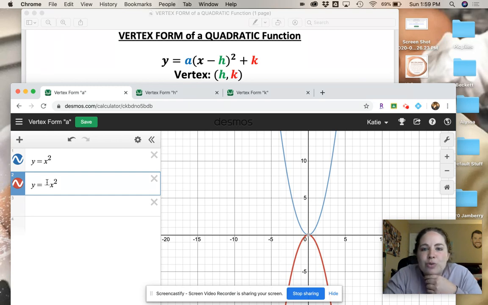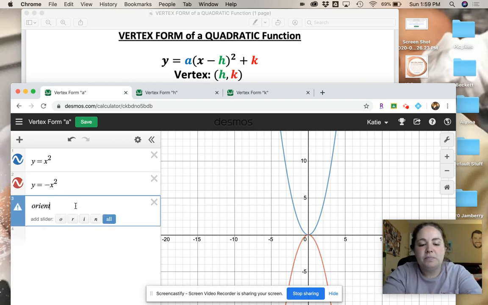So if I use a positive number, it's going to stay facing upwards. If I use a negative number for a, it's going to flip downwards. This is called our orientation. Okay, so a controls your orientation.